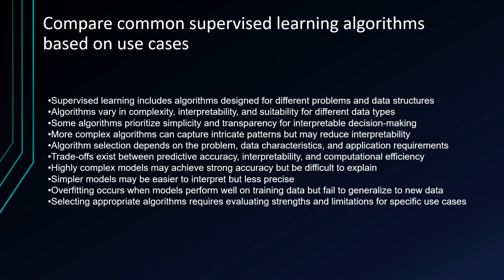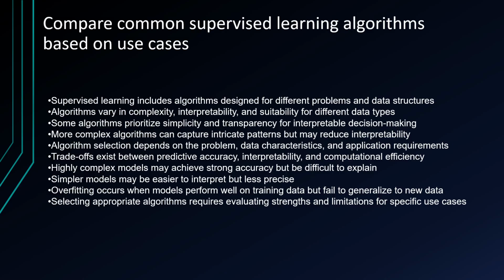Supervised learning includes a wide range of algorithms capable of supporting both regression and classification tasks. Some algorithms prioritize simplicity and interpretability, while others focus on capturing highly complex patterns within data. This creates important trade-offs between predictive accuracy, transparency, computational efficiency, and ease of deployment. Simpler algorithms are often valued because they support interpretable decision-making. Interpretability refers to the ability to understand how the model reaches its predictions.